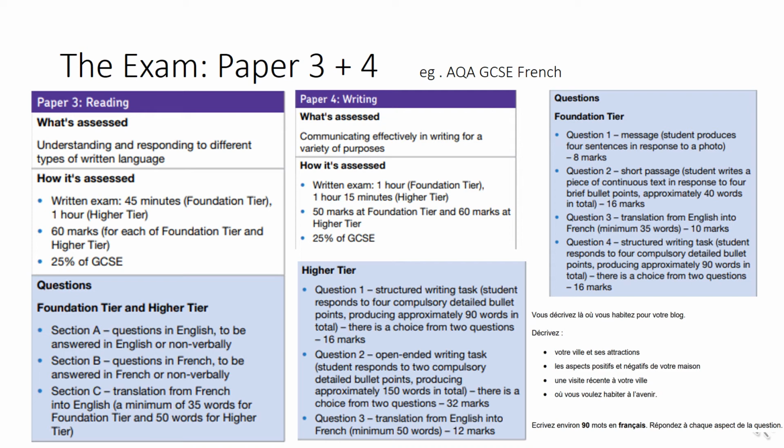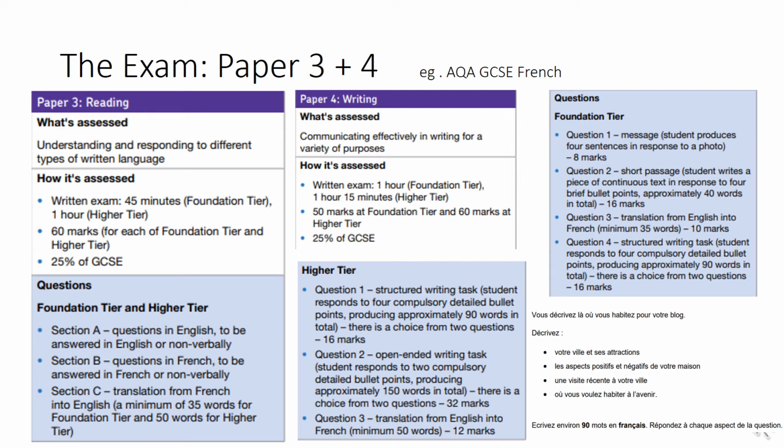At higher tier, question 1, you'll have to write about 90 words, from which you'll be given a choice between 2 questions, and question 1 is out of 16 marks. Question 2 for the higher tier is an open-ended writing task, in which you again have a choice between 2 questions, and you should write approximately 150 words. This question is worth 32 marks. And finally, you have question 3, which is translation from English into French, which is worth another 12 marks.